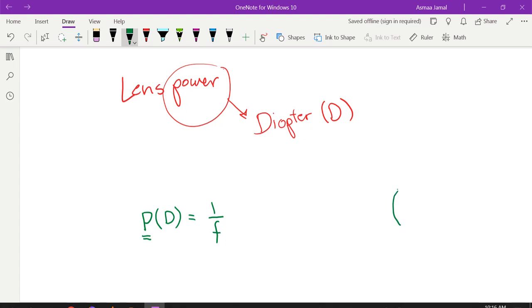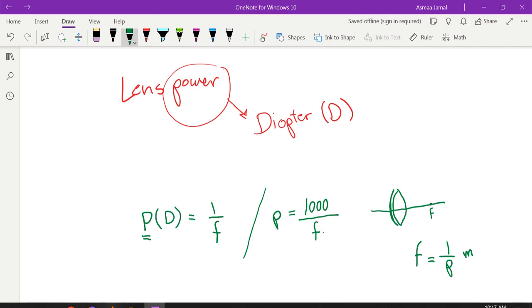So if we have this convex lens, its focal length equals the inverse of the power of this surface. The focal length equals 1 over the power of this lens, and we measure it in meters. Or if you want to do it by millimeter, we can say the power in diopters equals 1000 over the focal length, but this time in millimeters. Here in meters, here in millimeters.